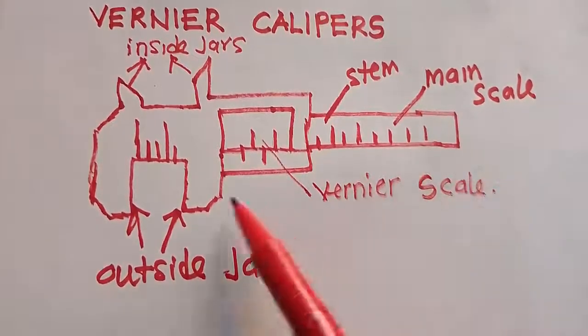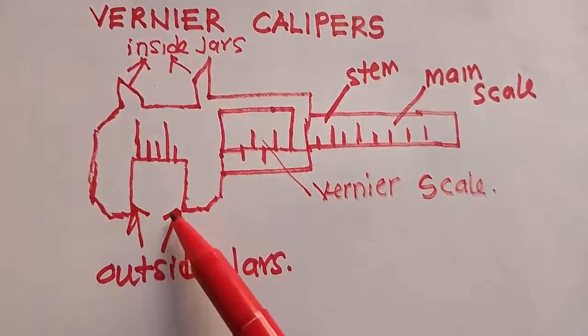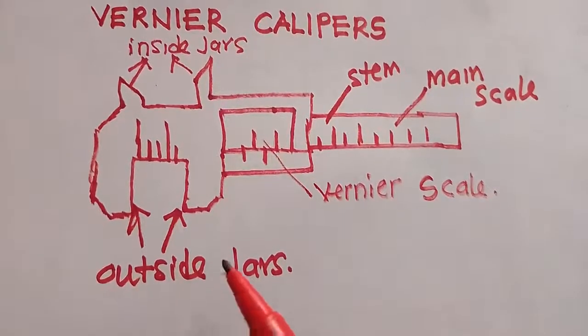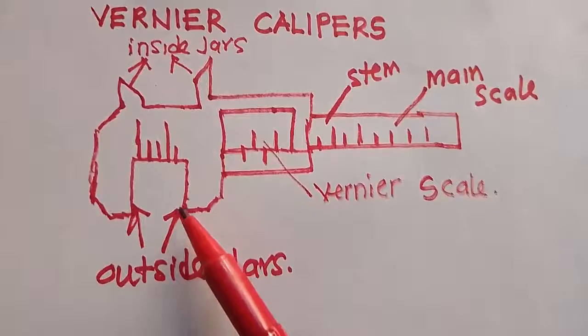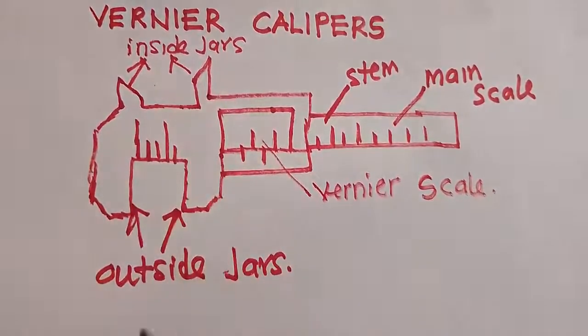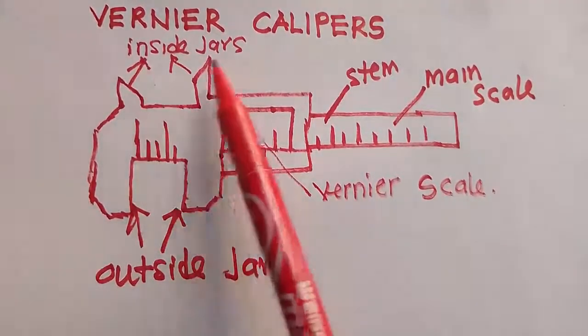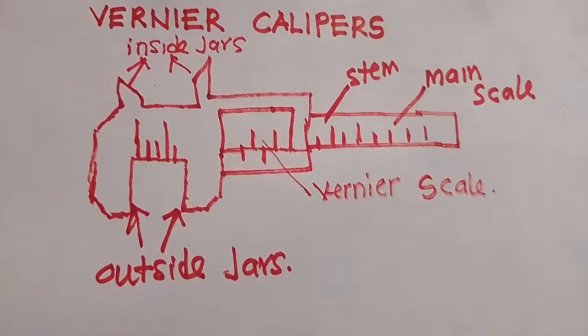This can move. An object is placed here. If you want to measure the external diameter, we use the outside jaws. For internal diameter, we use the inside jaws. Hope you are able to see how my Vernier calipers is. I'm not good at drawing, but with this you are able to answer an exam question where you are told to label a Vernier calipers. This is how you need to label it.